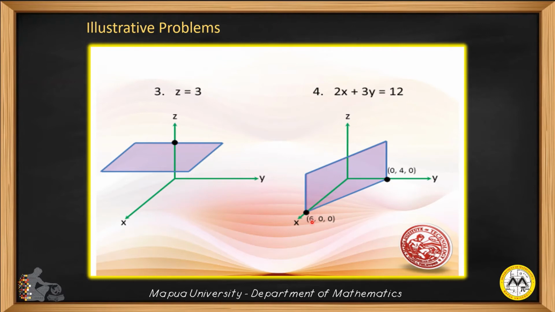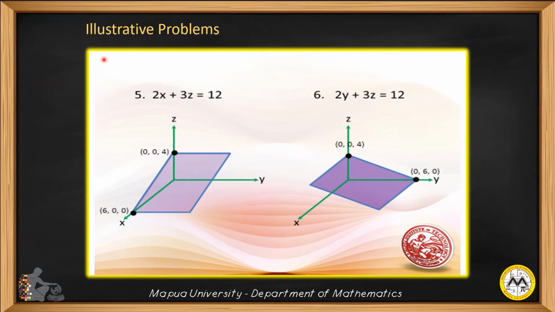So we locate these points, (6, 0, 0) and (0, 4, 0), and then we connect these points with a line, and then what you do now is let this line translate parallel to the z-axis. So what you do is you move up and down this line. As you move up this line, it will be passing through some space. Collectively, that will be the plane given by 2x + 3y = 12.